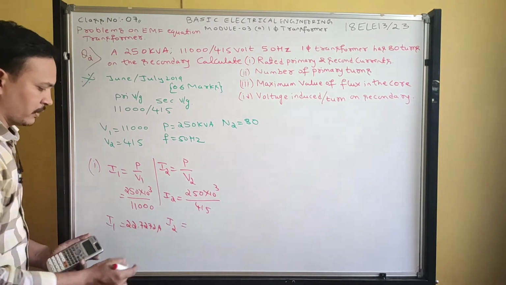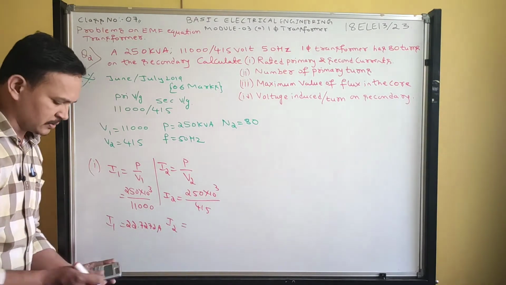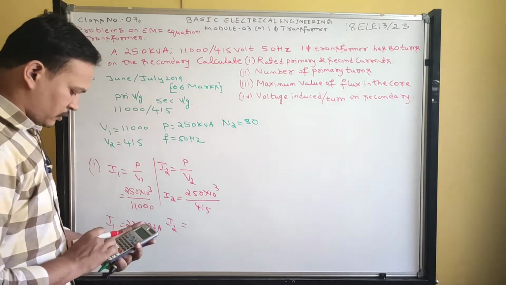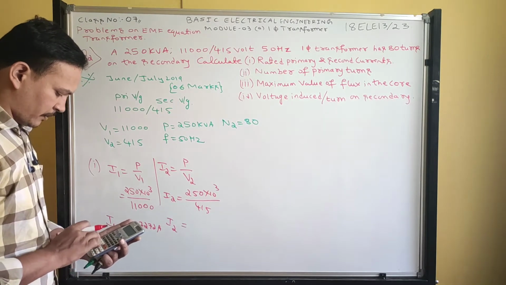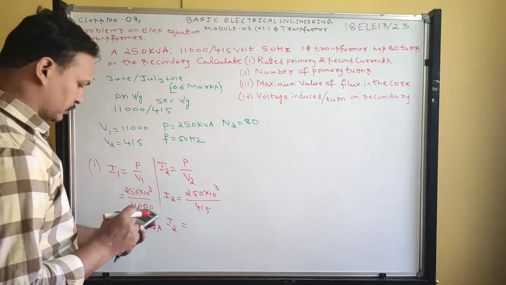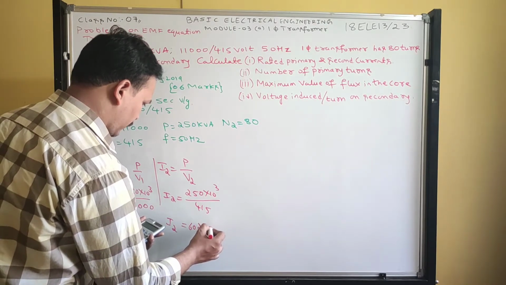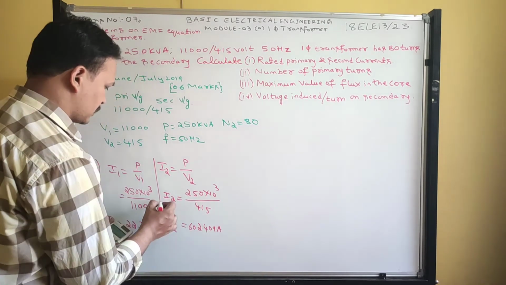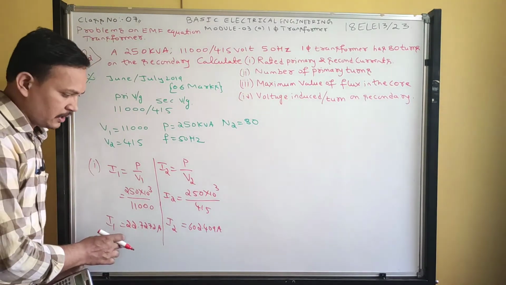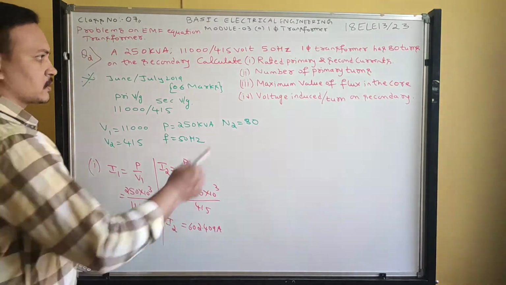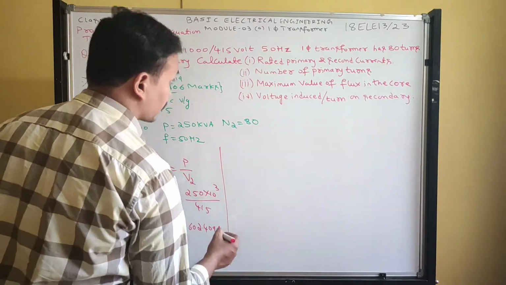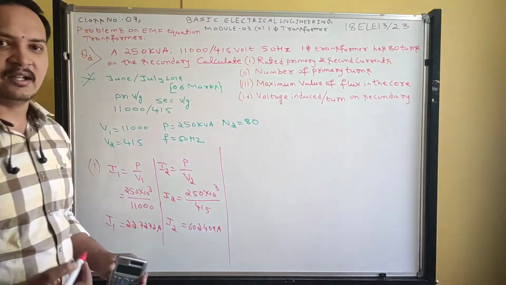22.7272 ampere. You can write a maximum of 2 digits after the decimal. Then another one, 250 exponential 3 divided by 450. So I am getting a current of 602.409 amperes. These are the rated primary and secondary currents. First question completed. Then second question, number of primary turns.